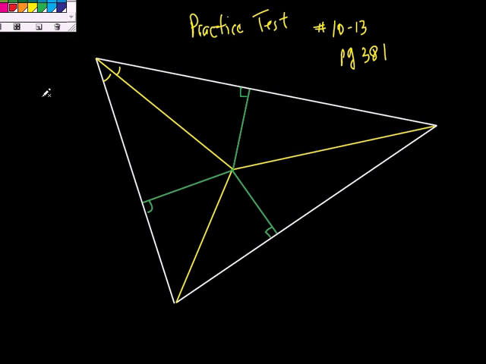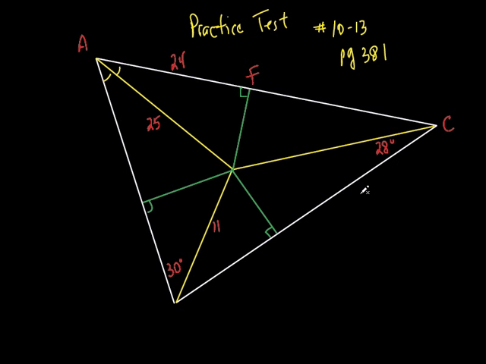Okay. All right, so what do we got? We got some numbers here. This is 24. This is 25. This is 28 degrees, this angle right there. This one's 30 degrees. And 11 is this side right here. Yep. And let's put some letters in here. This is A, F, and C. This is G. This is B. And this is D. Alright, we're good to go.